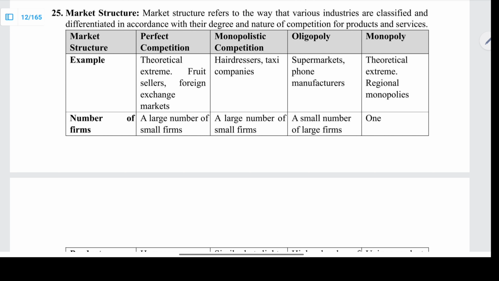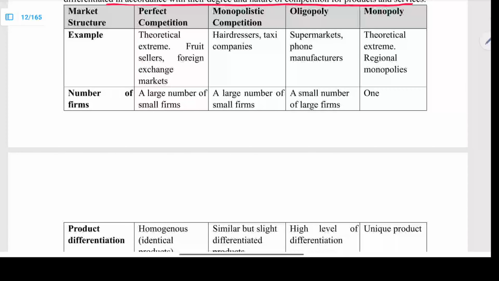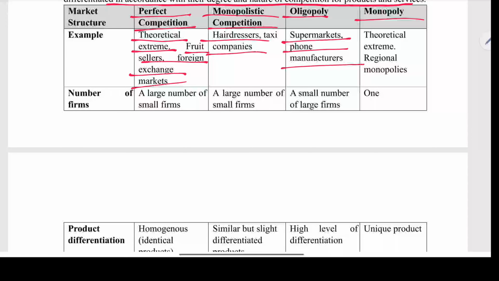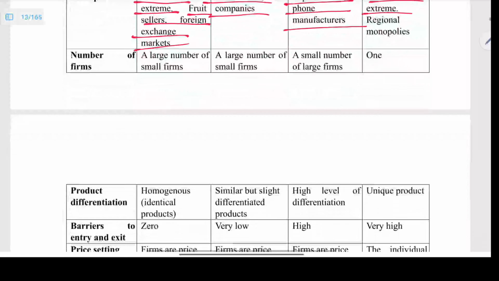Market structure refers to the way that various industries are classified and differentiated in accordance with the degree and nature of the competition for products and services. Perfect competition is a theoretical extreme, for example fruit sellers and the foreign exchange market. Monopolistic competition is where we have hairdressers and taxi companies. Oligopoly is supermarkets, and monopoly is a theoretical example.